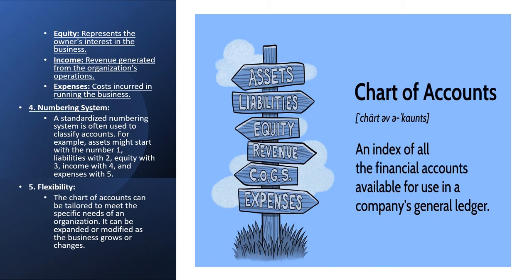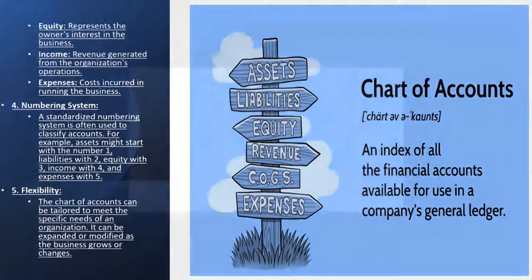4. Numbering system. A standardized numbering system is often used to classify accounts. For example, assets might start with the number 1, liabilities with number 2, equity with number 3, income with number 4, and expenses with number 5. 5. Flexibility. The chart of accounts can be tailored to meet the specific needs of an organization. It can be expanded or modified as the business grows or changes.